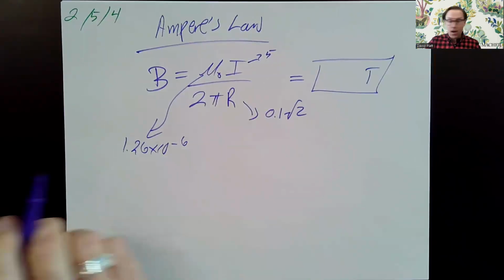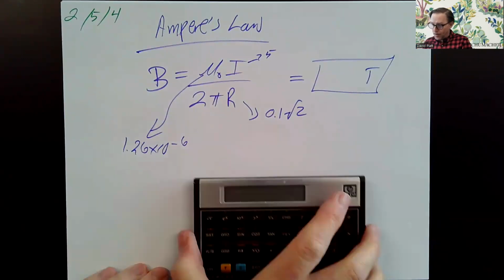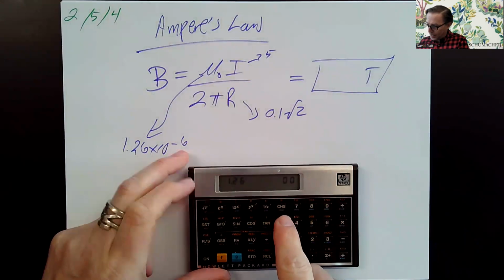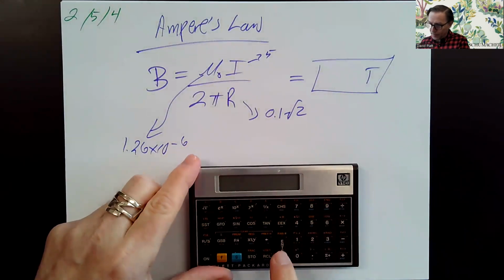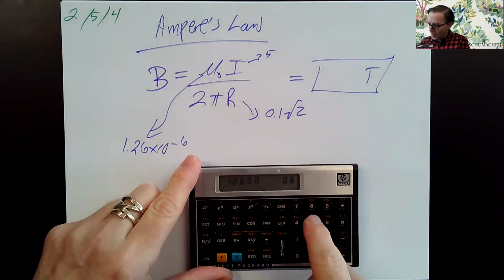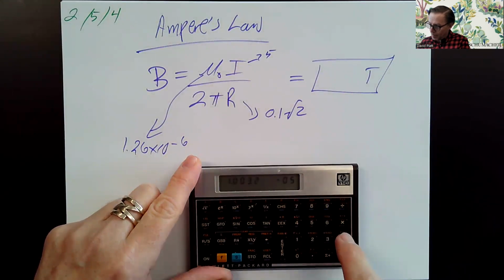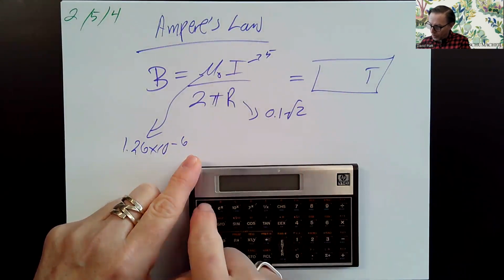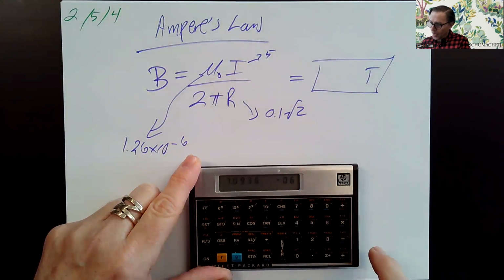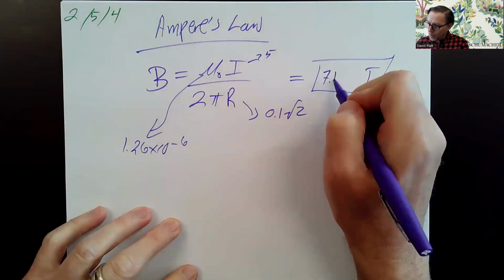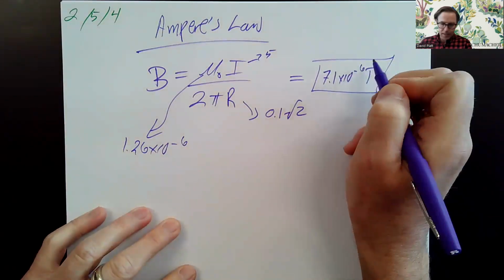So let's do that quickly on our calculator. 1.26 times 10 to the negative 6th. I is 5. And then divide by 2. And divide by pi. And divide by 0.1. And divide by the square root of 2. And I got 7.1 times 10 to the minus 6th.